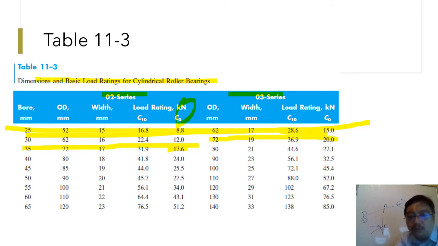Okay, why don't you choose this one? Because it's too over. You may choose, but why choose too over spec? You choose slightly over that value. The value that you get is 16 kilonewton. The available value from the table is 20, so you choose 20. The available value is 17, you choose 17. You don't have to choose more than that.